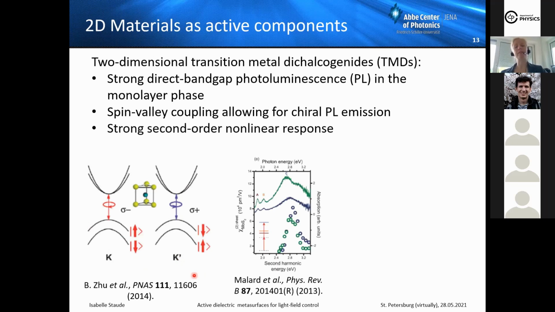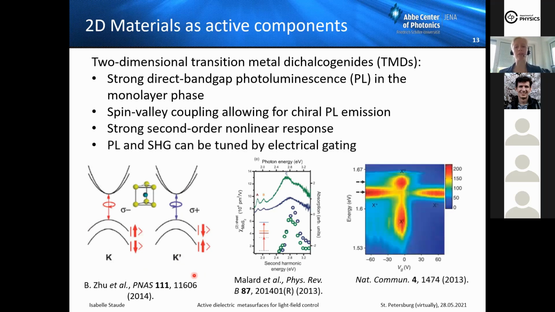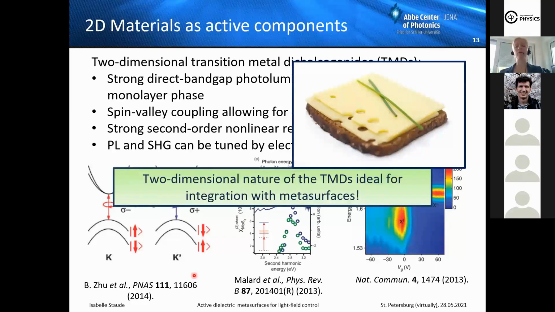Then these monolayers also provide a strong second order nonlinear response, again, because they have a non-inversion symmetric crystal structure. And finally, they can be tuned. So using electrical gating, both photoluminescence and second harmonic generation can be tuned quite efficiently in these materials. So you see, we have all these points of light emission, nonlinearity, and tuning that these materials can provide us with. And on top of that, the two-dimensional nature of these TMDs is also ideal for integration with metasurfaces.